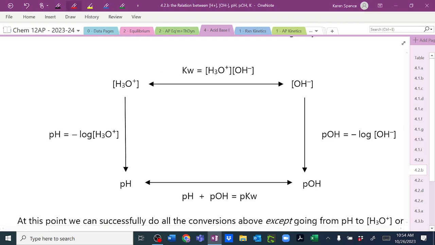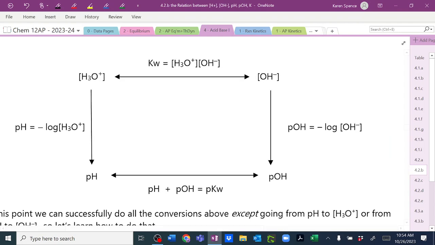Okay. If you have no problem remembering these relationships, you're good to go. If you do have problem remembering these relationships, this is a handy little chart that you can use to help you remember. So at the top, we have hydronium and hydroxide. How do we relate hydronium and hydroxide? We use Kw.